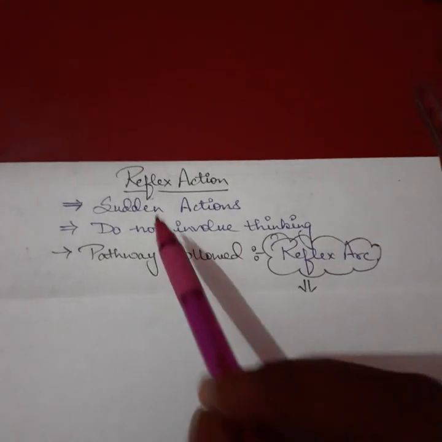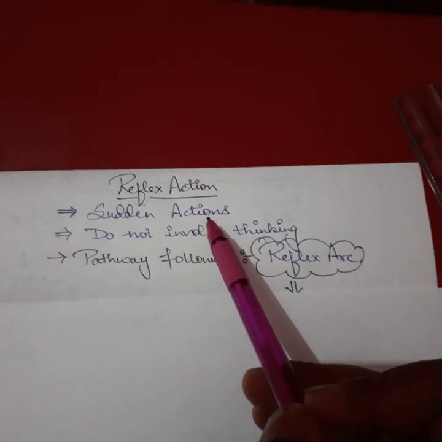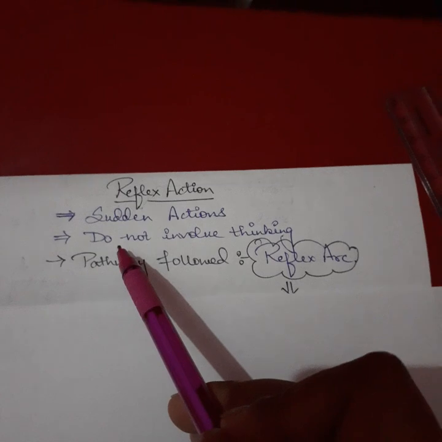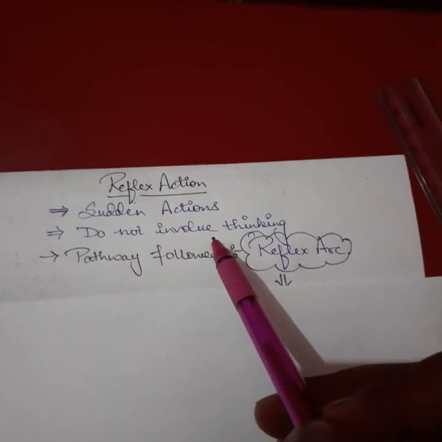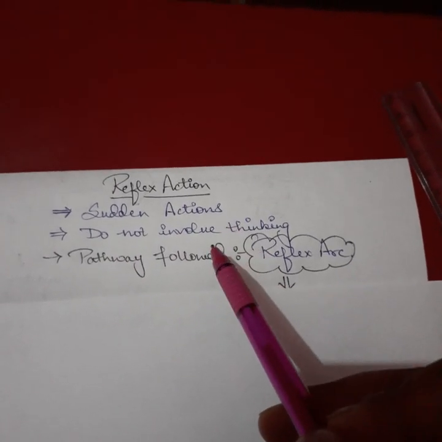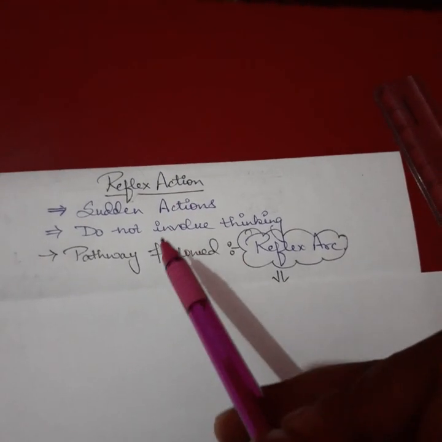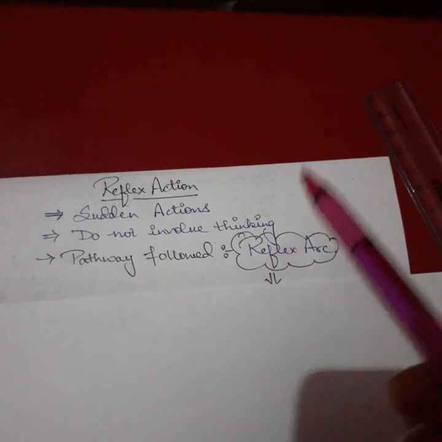Reflex actions are a kind of sudden action. Sudden action means those which do not involve a lack of time or delay in time. Next, they do not involve thinking, so that no time lag takes place. And next, whatever pathway this particular action follows in our body is known as the reflex arc.